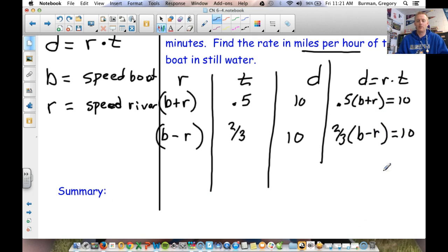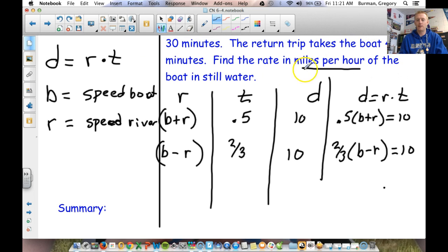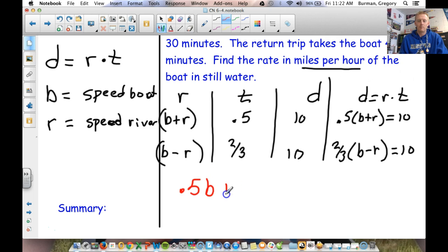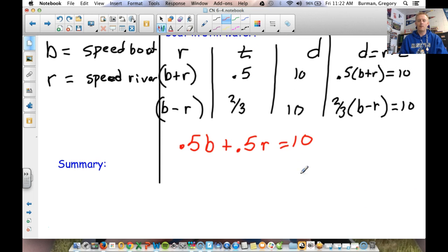So our next process here, folks, is we're trying to figure out the speed of the boat and the speed of the river. We're going to try to solve for B, because that's what the question is asking: find the rate in miles per hour of the boat in still water. And again, it's not the town of Stillwater, so don't get confused here. All right, so we're going to distribute. After we distribute, we are left with 0.5b plus 0.5r equals 10. And on the next one, we have 2/3 b minus 2/3 r equals 10.